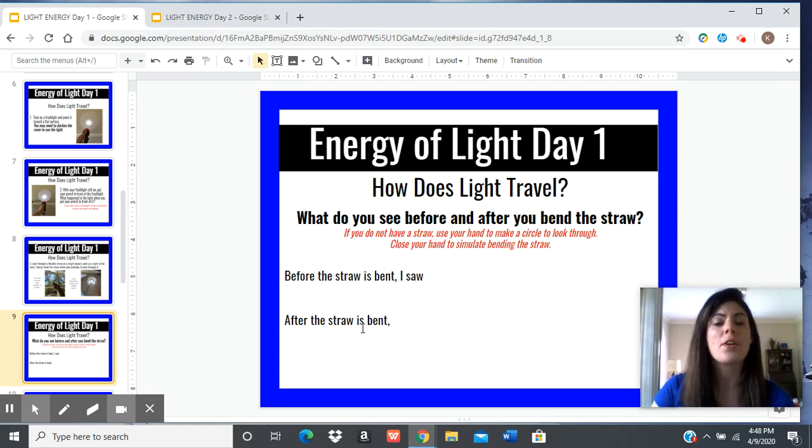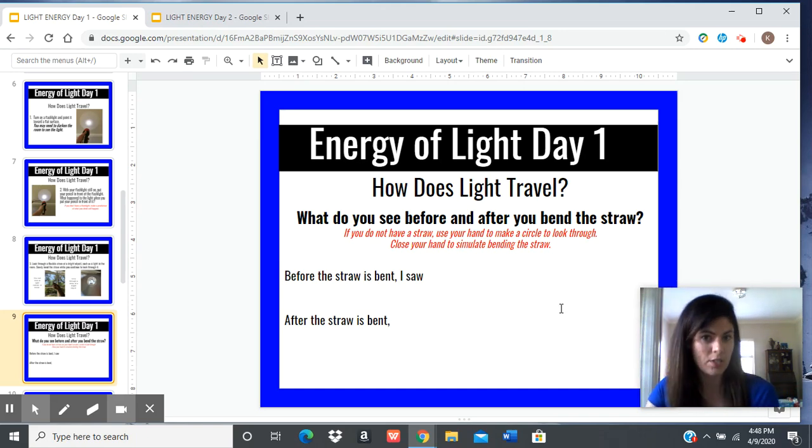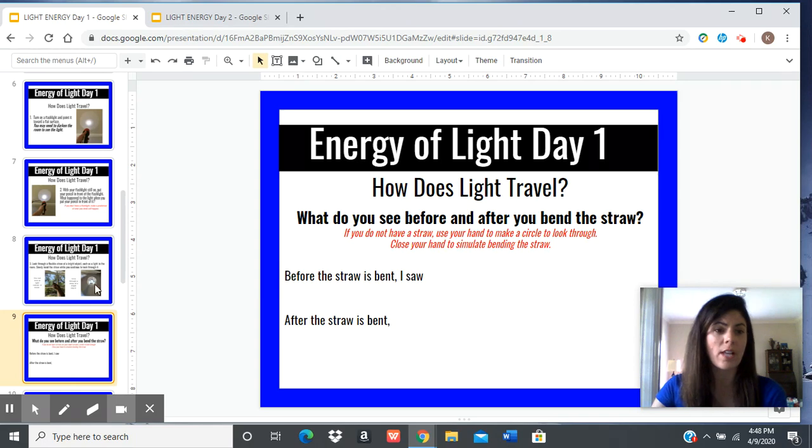So before the straw is bent, I saw. You're going to be completing this answer on your slide. And then after the straw is bent, what did you see? Again, you'll be completing the answer on your slide.